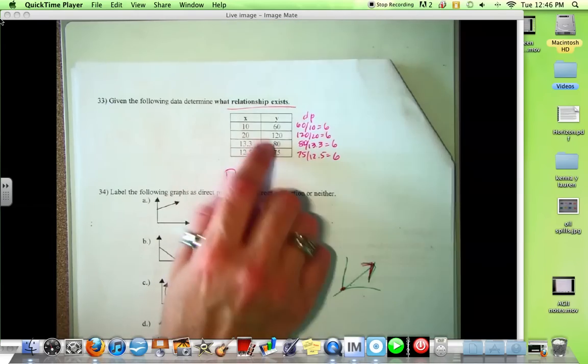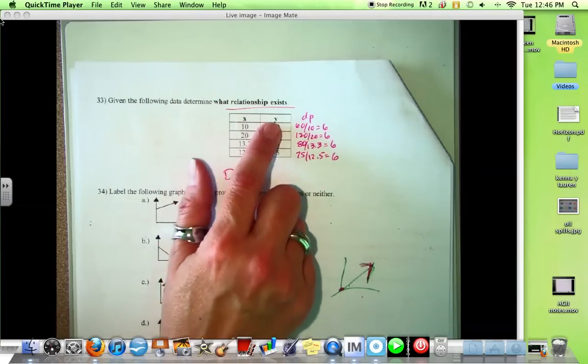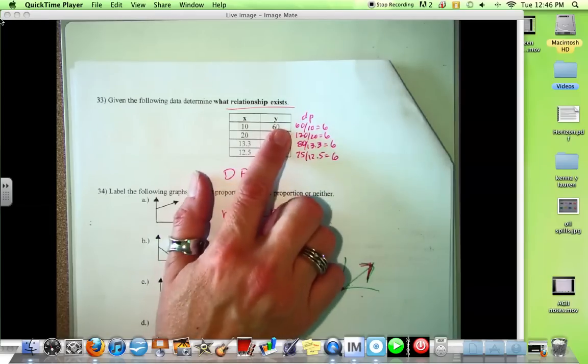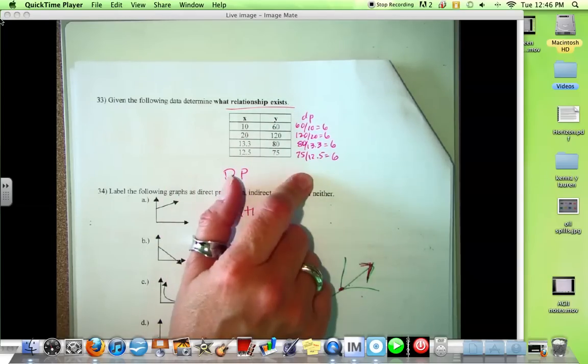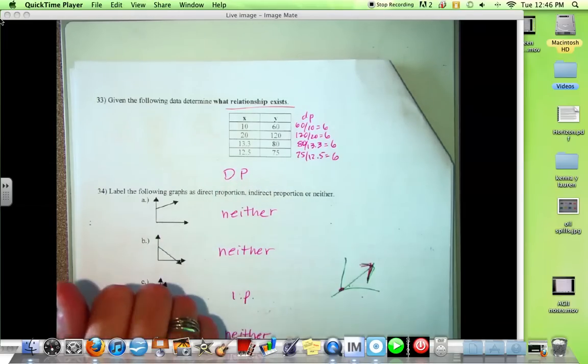Same process. You're going to divide to see if it's directly proportional or multiply to see if it's inversely proportional. 60 divided by 10, 120 divided by 20, all of those give us 6. So it's a direct proportion. For the 80 divided by 13.3, I got 6.01. Would you just keep it at 6? Yeah. Because if you took 80 and divided it by 13.3 repeating, it'd be exactly 6.